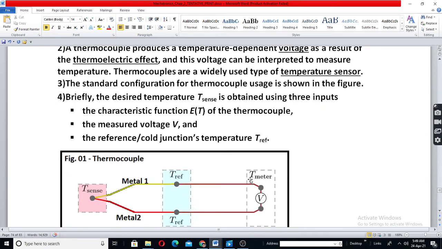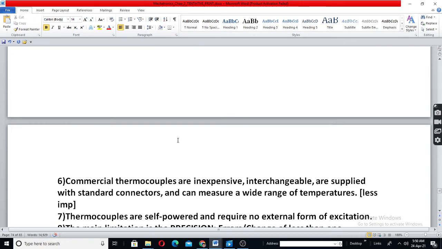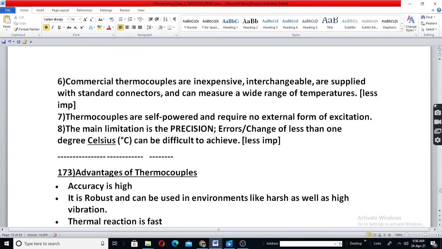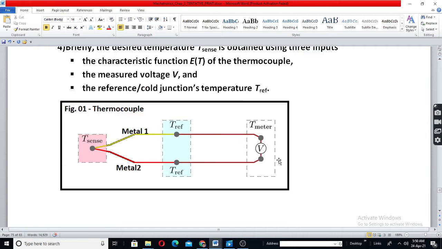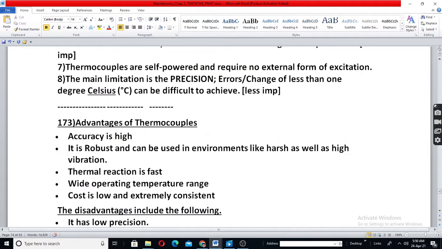You can also use this figure. Thermocouples are self-powered, meaning active transducers. They do not need external voltage, but since those voltages are small, they need to be amplified in many cases. In some cases, you may not need to.